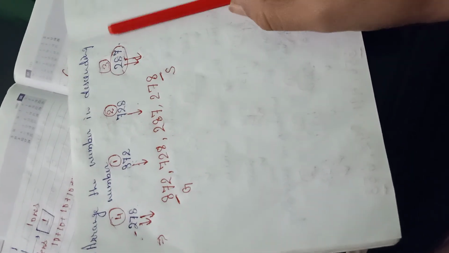So like this you have to compare some numbers, find out the smallest number and the bigger number, and also arrange them in ascending and descending order. Ascending means from smaller to bigger and descending means from bigger to smaller.